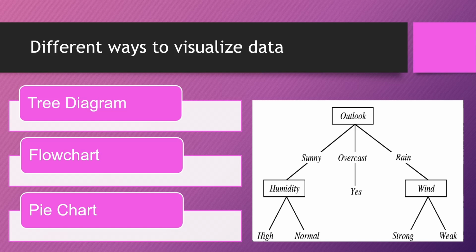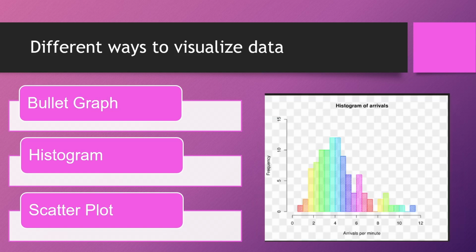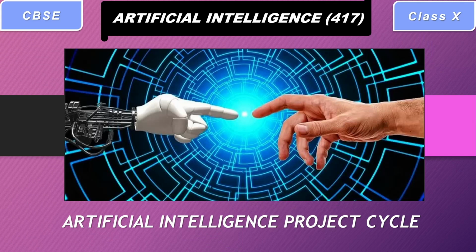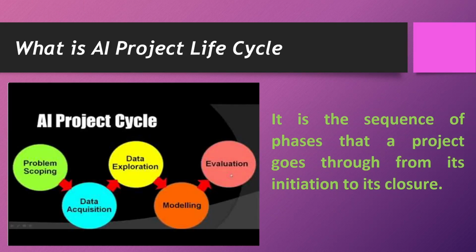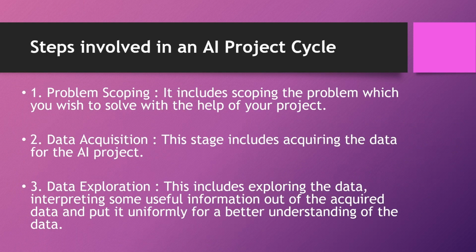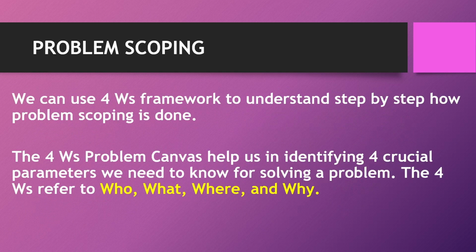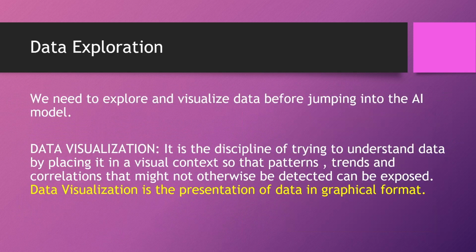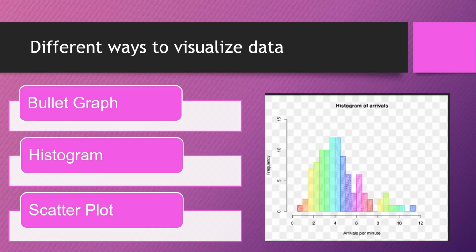So students, in this video, let me summarize what we have done till now. First of all, we learnt about what the AI project cycle is. Then I showed the syllabus to you all. Then we learnt about the 3 stages of the AI project cycle, that is problem scoping, data acquisition, and data exploration. The other 2 stages, that is data modeling and evaluation, will be covered in the next video.